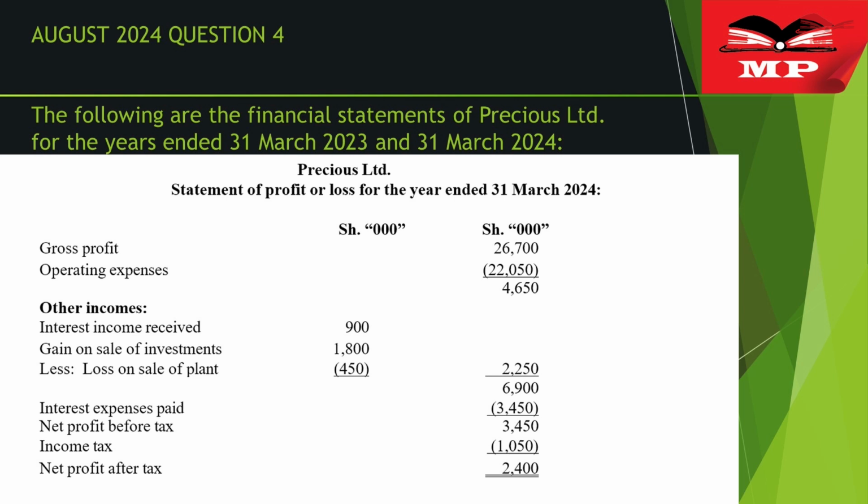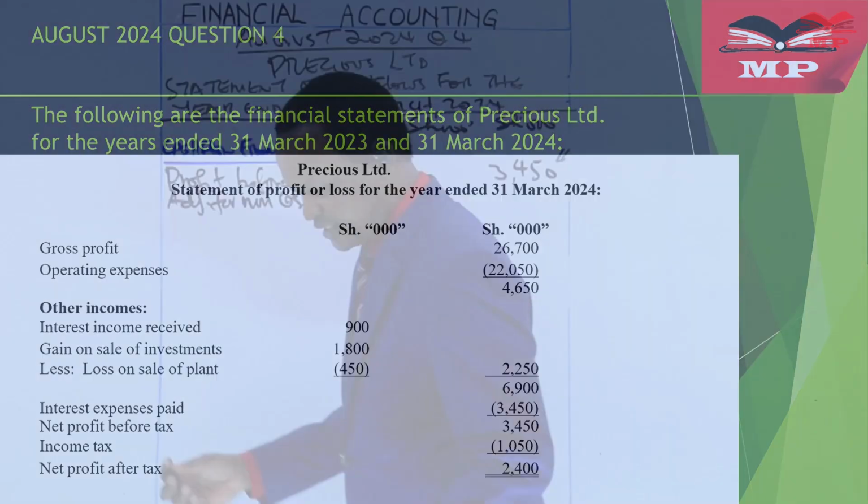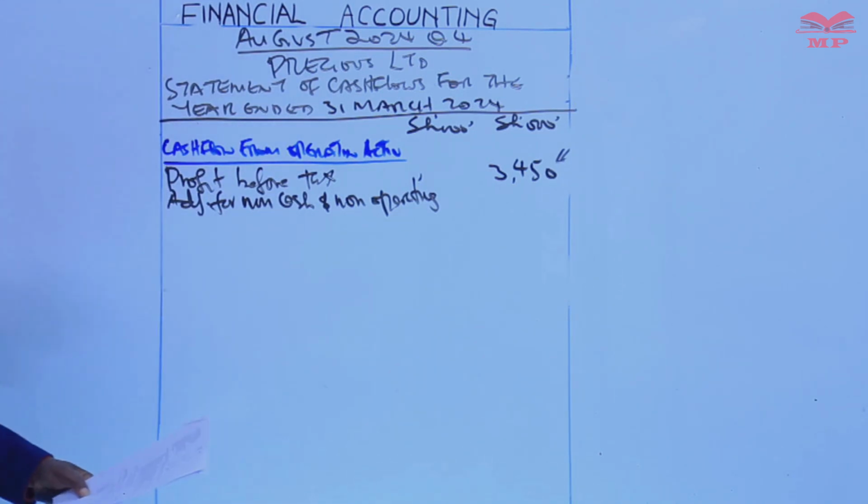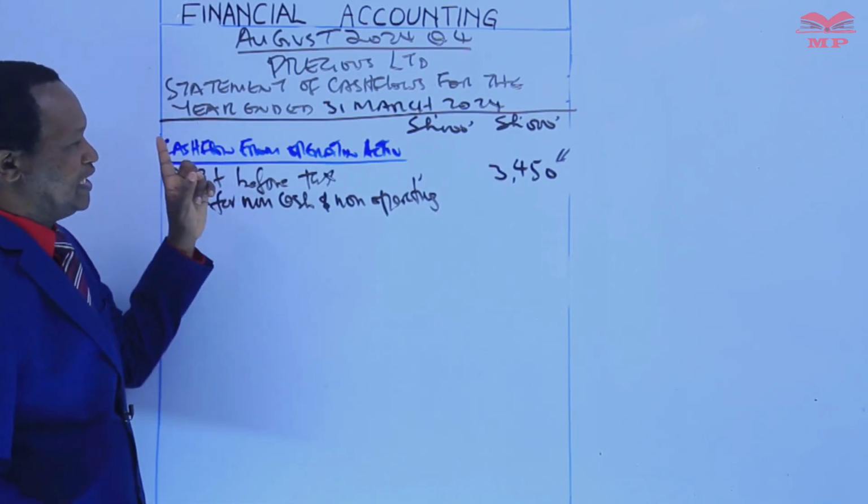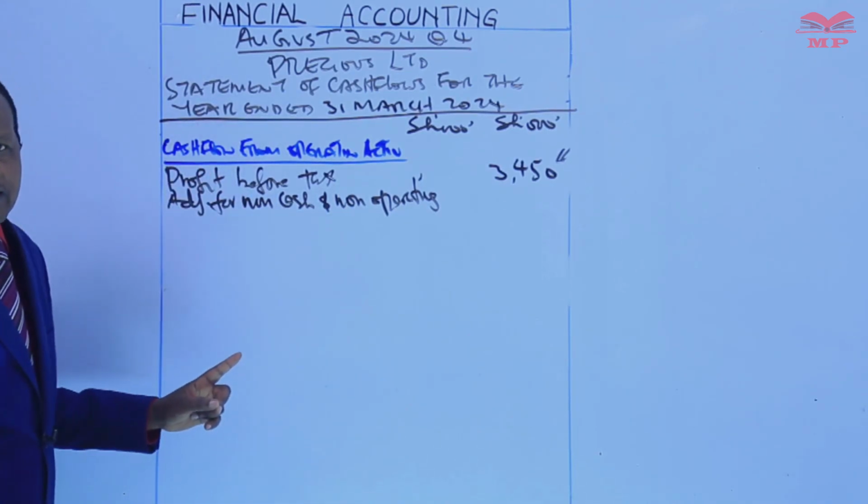So we have other incomes like interest income received. There is gain on sale of investments. Then there is loss on sale of plant. Then we have interest expenses paid. Then there is net profit before tax. So for the net profit before tax, we are supposed to check the items that appear before it and identify if there are any non-cash or non-operating items.